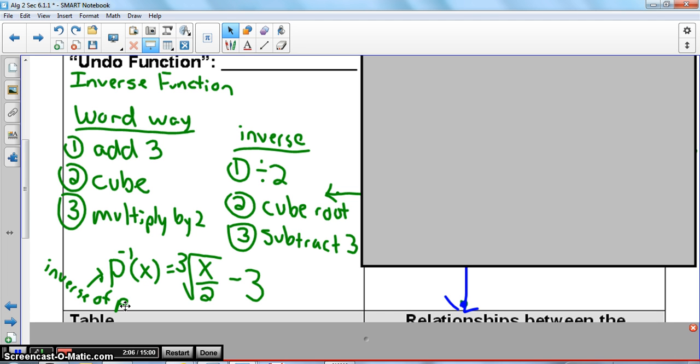Note, the cube root has the x and then division by 2 underneath it, and the minus 3 is outside the cube root because the minus 3 is what we do last. So that's the inverse equation.